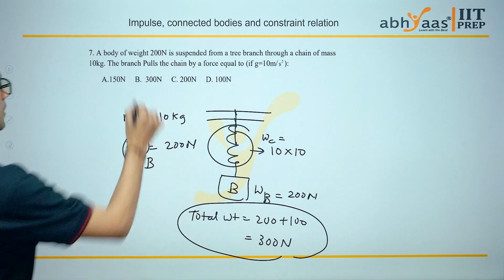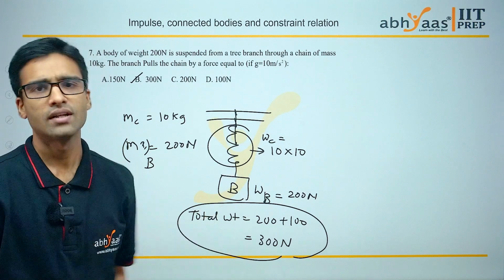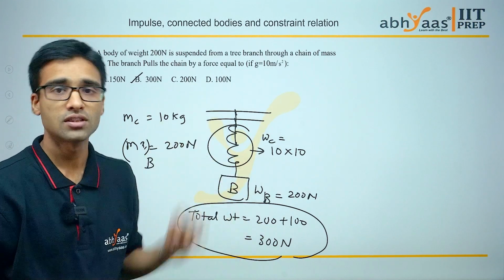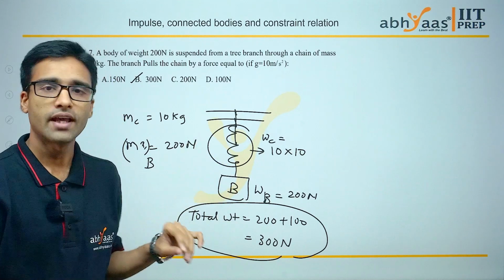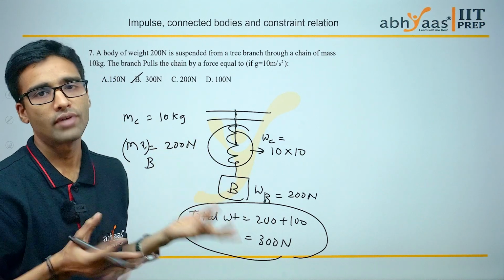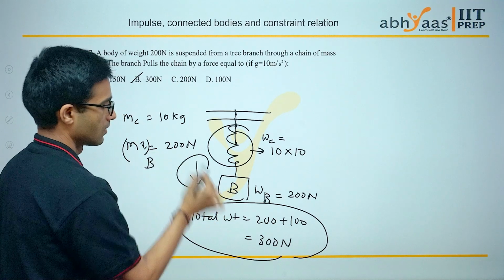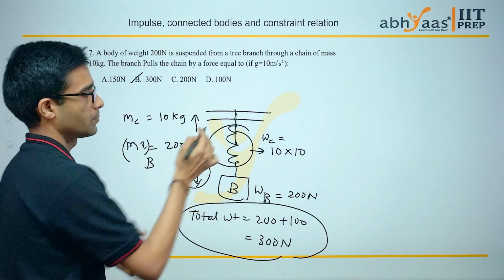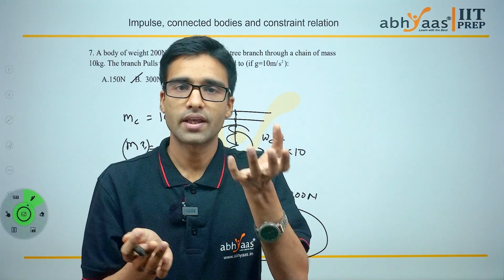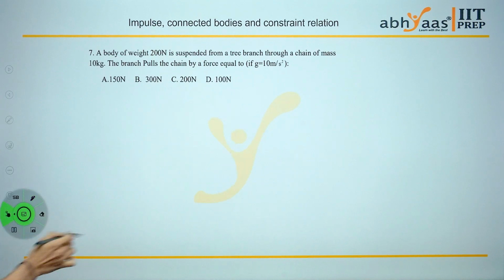So what is the answer? 300 newtons. Simple. The body's weight is directly given as 200 newtons. The chain's mass is 10, and multiplying by the acceleration due to gravity you get the weight of the chain. So the total weight is 300 newtons, which acts in the downward direction. The tree branch has to withstand it, and the opposite reaction will be in the other direction. So the answer is 300 newtons.